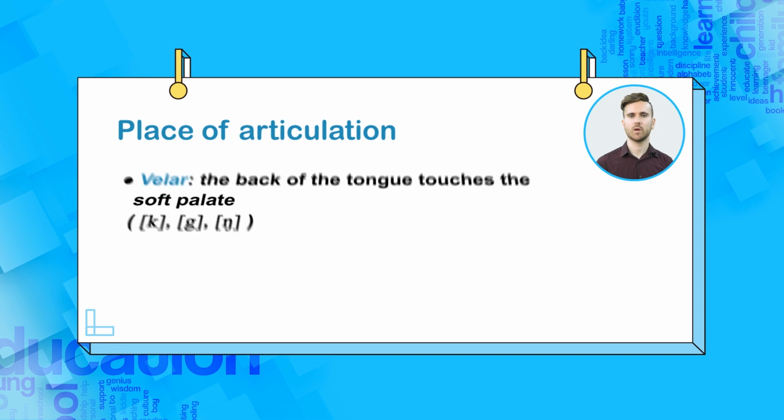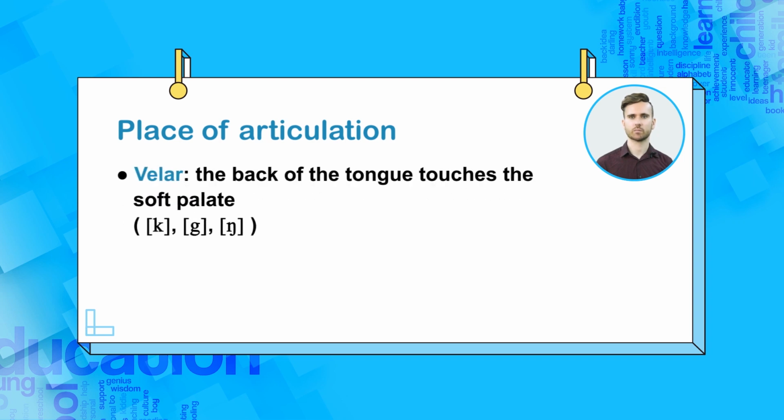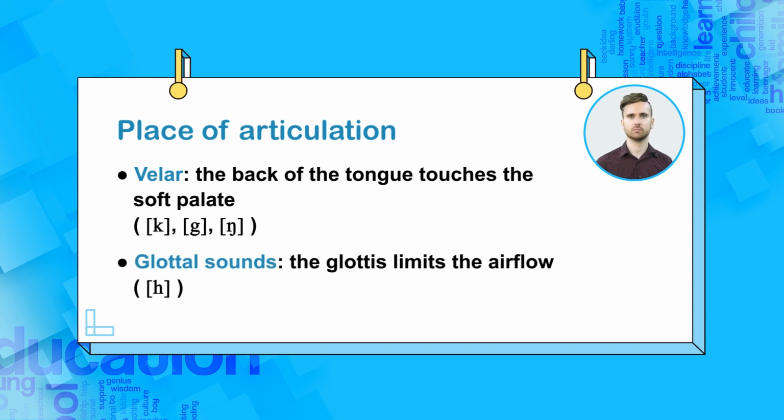7. Velar sounds. To make these, the back of the tongue touches the soft palate. The English velar sounds are k, g, and ng. 8. Glottal sounds. To make these, the glottis limits the airflow. The only glottal sound in English is h.